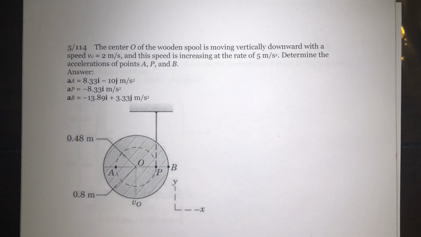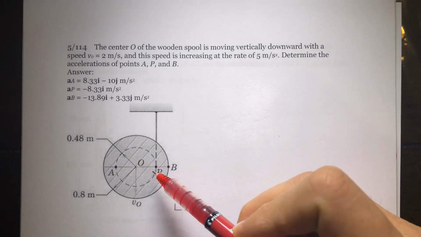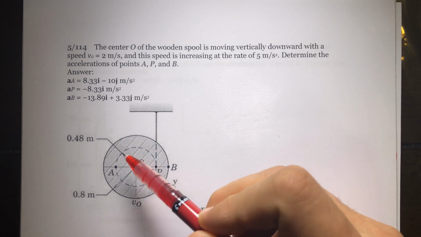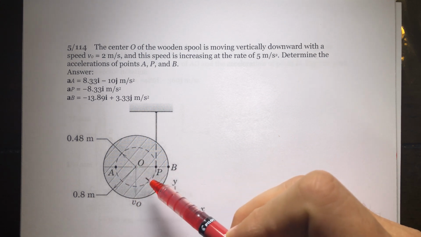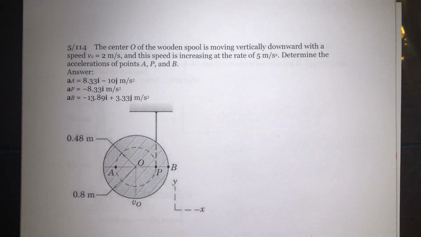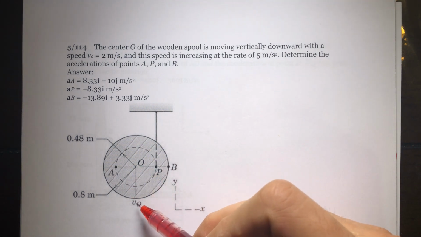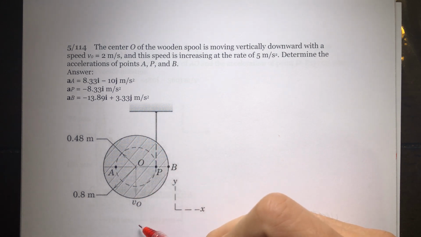Problem 114, chapter 5. We have this spool which is moving downward, and this ring or cable which is wrapped around this spool is connected to the roof from one side of it. So when the spool is coming down, it's going to rotate as well.